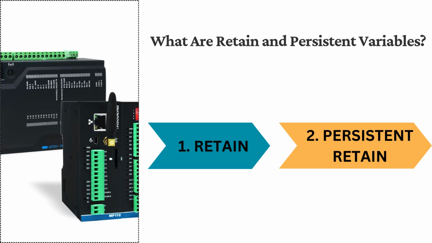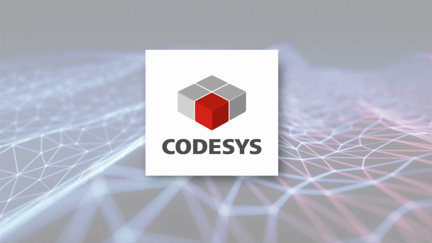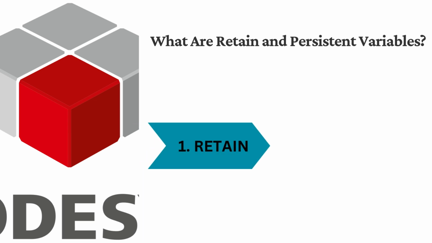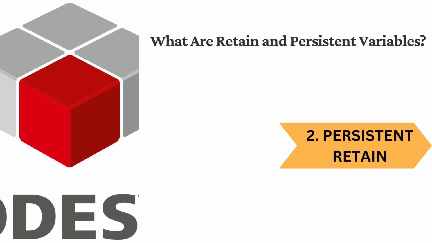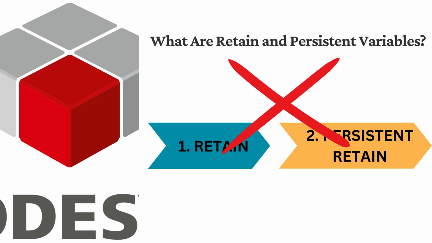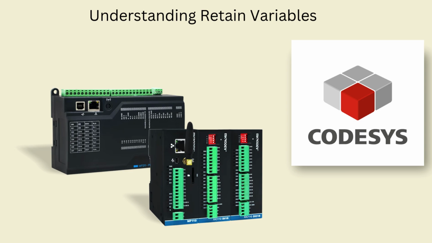What are retained and persistent variables? All right, before we jump into the project, let's break this down. In Codesys, we have two methods for retaining variables: one, retain; two, persistent retain. Now, they might sound similar, but trust me, they're very different, and understanding these differences is key to making your PLC programs robust.